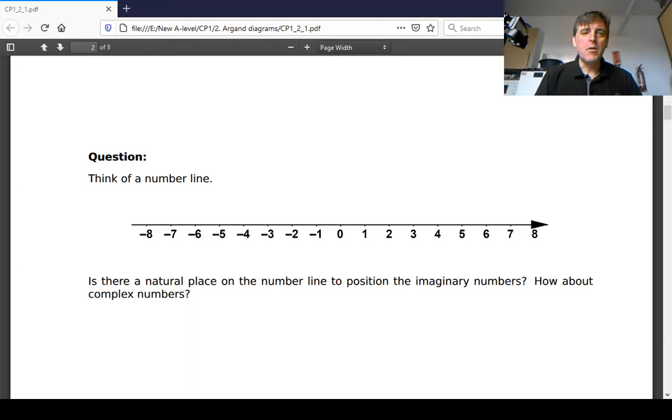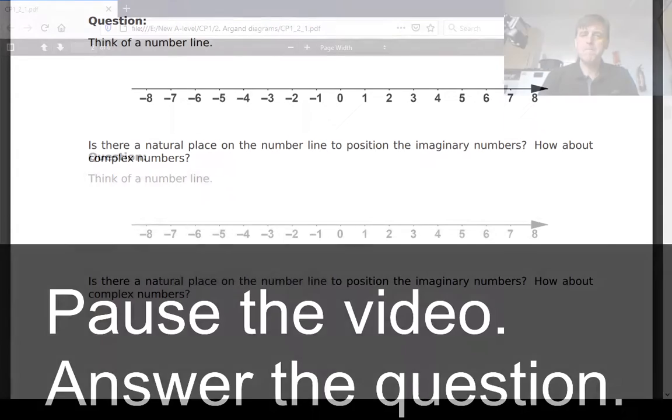Now in chapter 1 we learnt about imaginary numbers and we learnt about complex numbers. What I'd like you to do is just very quickly spend a few seconds thinking about the question on the screen here. I've put a number line. Now all of our real numbers can fit on that number line. We've got positive numbers, negative numbers, and so on. Is there a natural place on that number line to put imaginary numbers or complex numbers? What do you think?